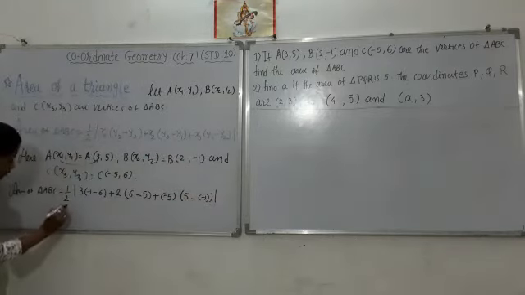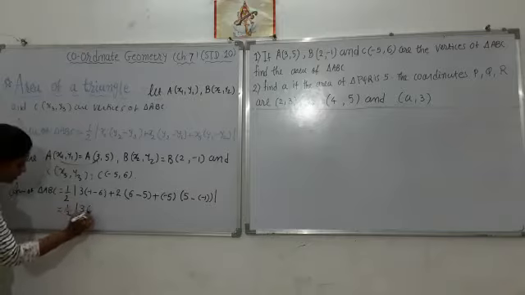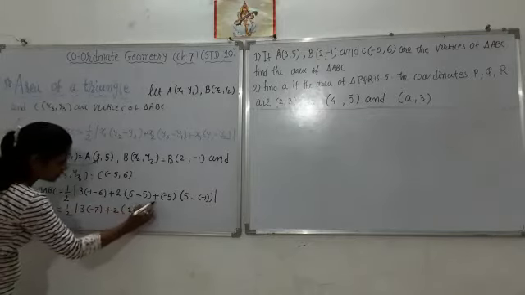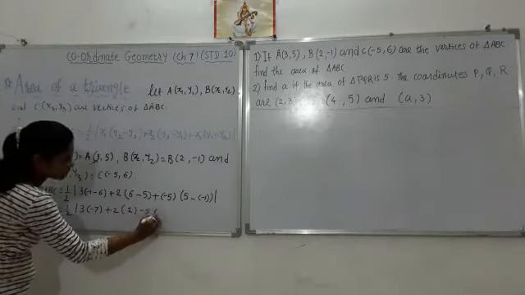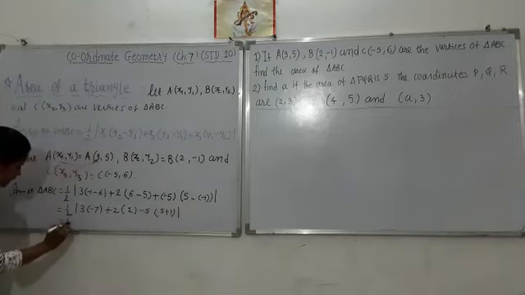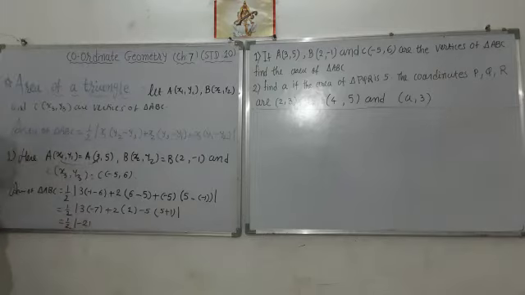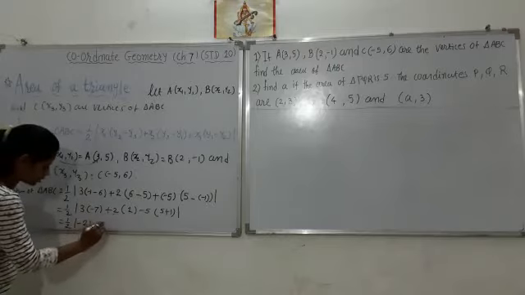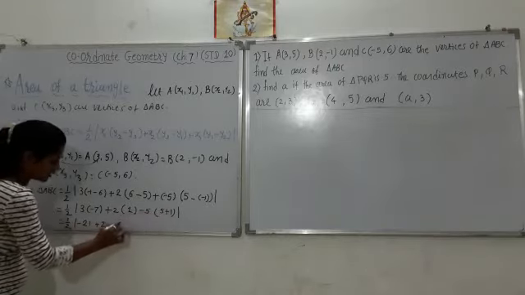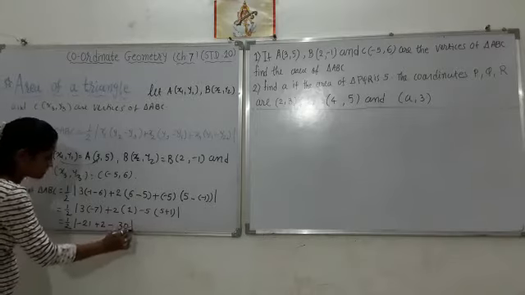Now simplify. Half, 3 into minus 7, plus 2 into plus 1, plus minus 5 into 5 plus 1. So this is half. 3 sevens are 21, plus minus minus. Plus 2 ones are 2. Then this is 5 plus 1, 6. 6 fives are 30, and plus minus minus.